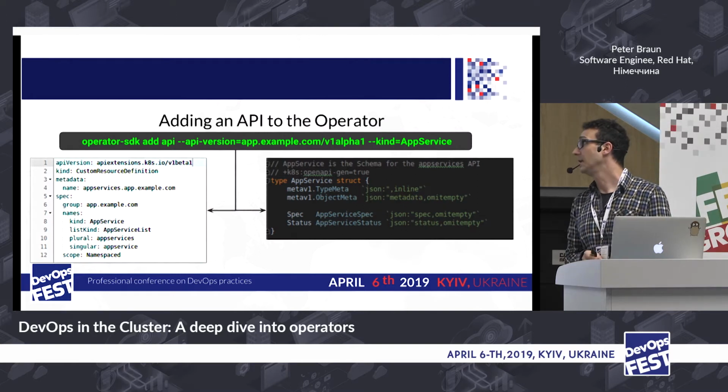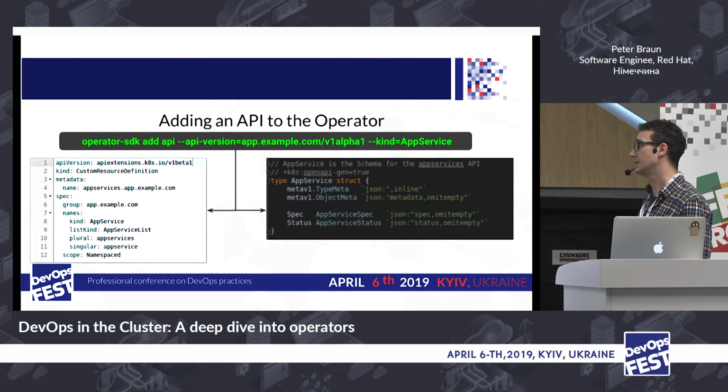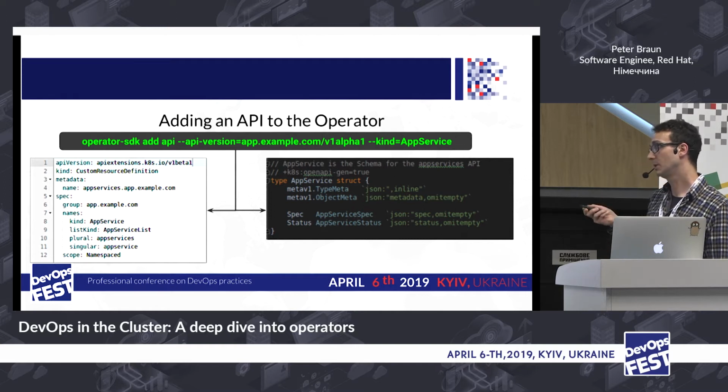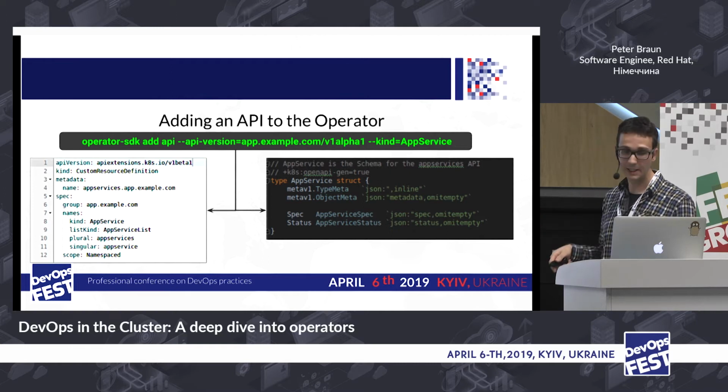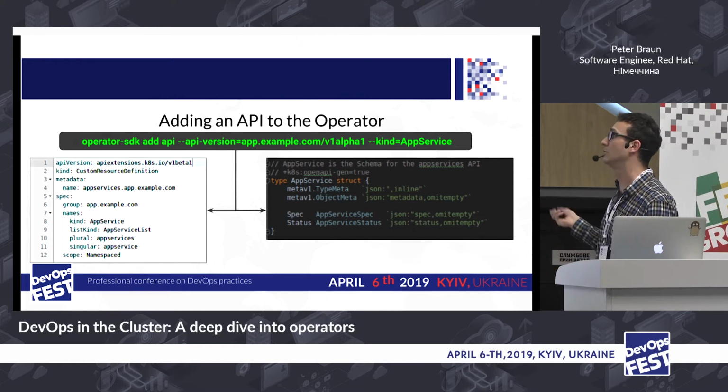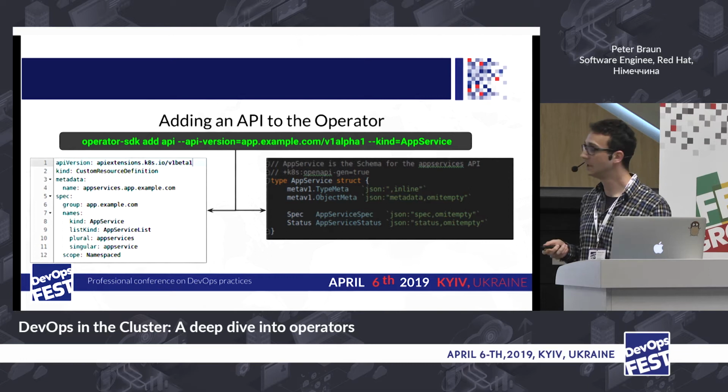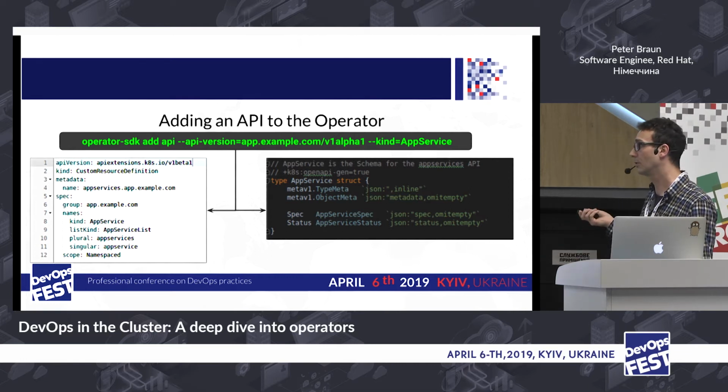So to add an API, there's also a subcommand. It's just add API. You pass it an API version and a kind. And this command will then create the custom resource definition on the left side, and it will create a Golang struct to match this custom resource definition. You can extend this, of course.